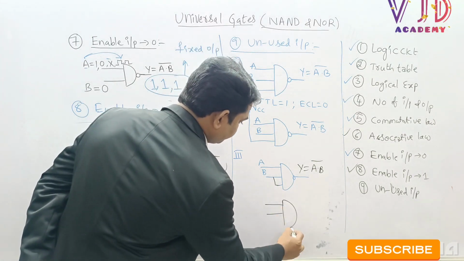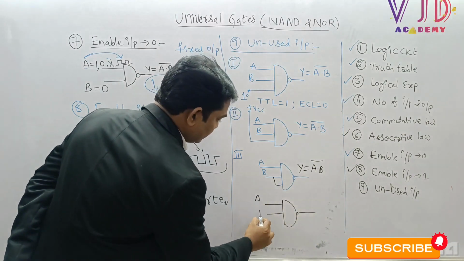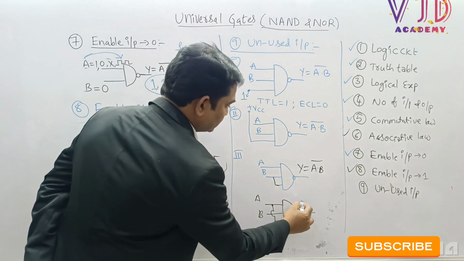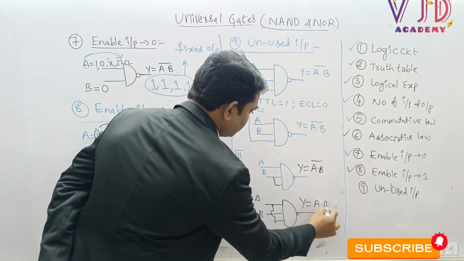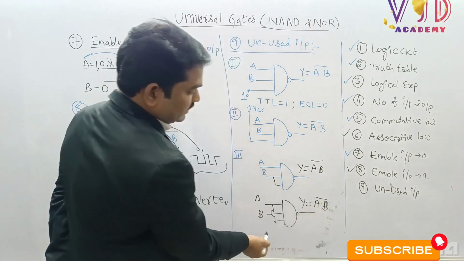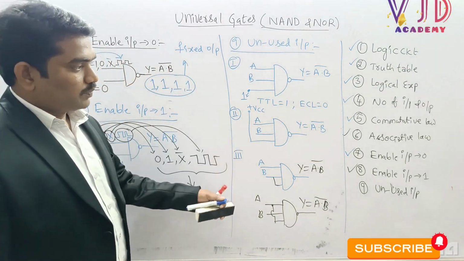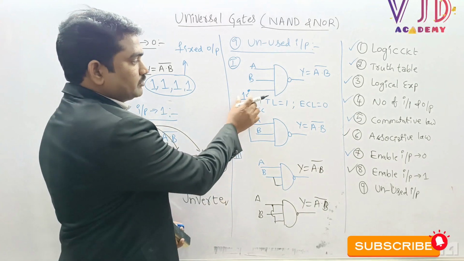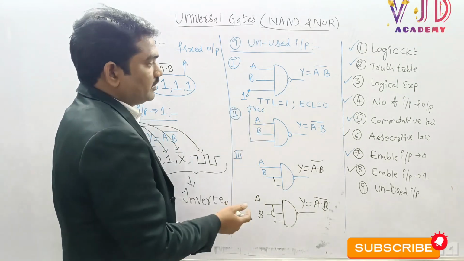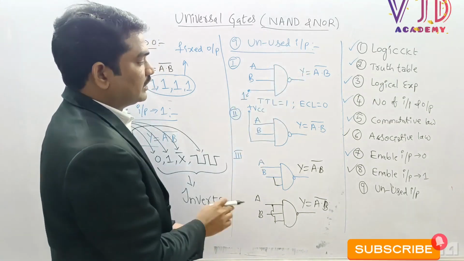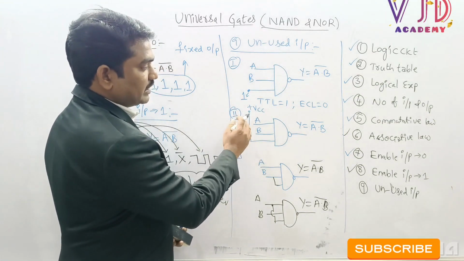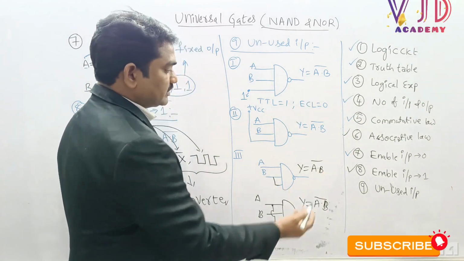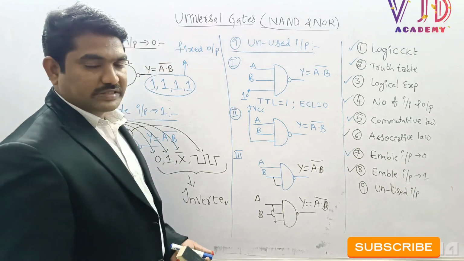If I connect the third input to input A, then also Y equal to A into B whole bar. For this case also the circuit can work. These are the possible connections for the NAND gate when we have an unused input or floating input or extra input. We can connect it to 1, then the circuit works. We can connect the third input to VCC, then also the circuit can work. We can connect the third input to either one of the inputs, then also the circuit can work as a NAND gate. So this is about the NAND gate.